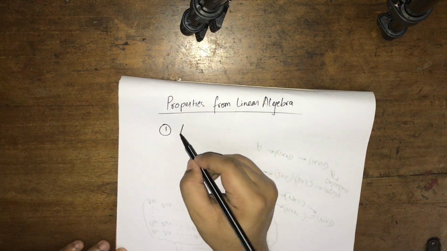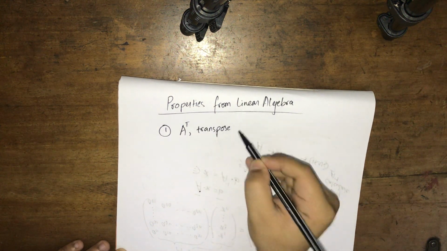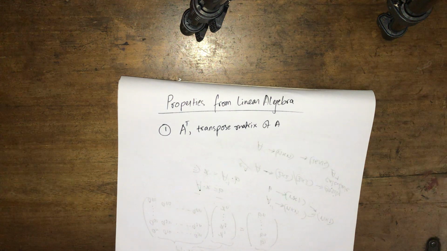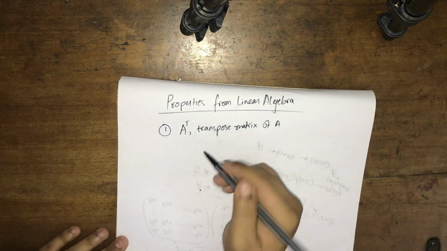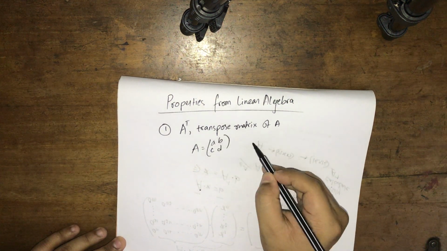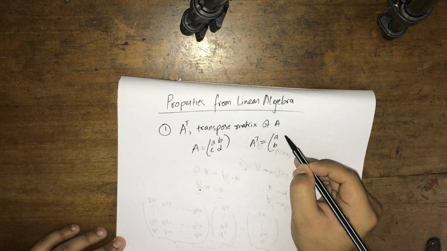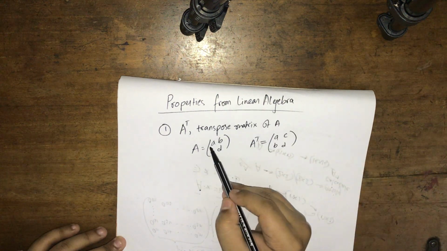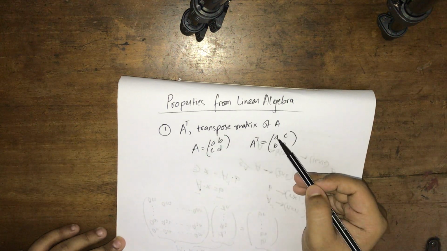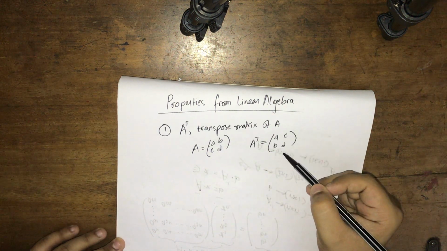The first thing: AT is the transpose matrix of A. If you have no idea about the transpose matrix, you can simply write it like this. If A was A, B, C, D, then the transpose matrix of A is A, C, B, D. Just rows will be replaced with columns. The first row was A, B, so the first column will be A, B. The second row was C, D, so the second column will be C, D.